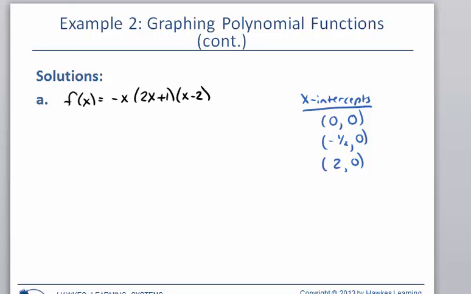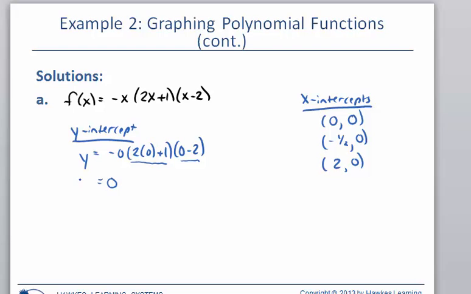Now, if you notice, we actually already have the y-intercept, but we'll just walk through it one more time. The y-intercept is found by plugging a 0 in for the x. So we're going to say y, for the f of x, is equal to negative 0, 2 times 0 plus 1, 0 minus 2. Now, it doesn't really matter what happens in that part or in this part, because if we're multiplying by 0, the entire thing is going to 0 out.